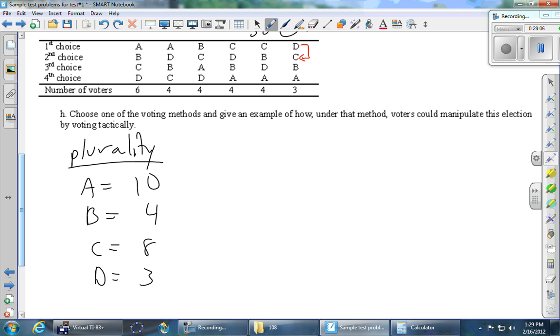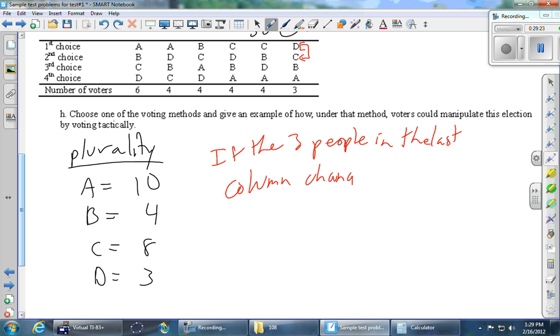So what if they just decide to switch the order of these 2 choices here? If 3 people in the last column change their vote by swapping those first 2. So they first vote C, then they vote D, then they vote B, and then they put poor A down at the bottom. Then all of a sudden, the first place votes in that last column go to C instead of going to D.